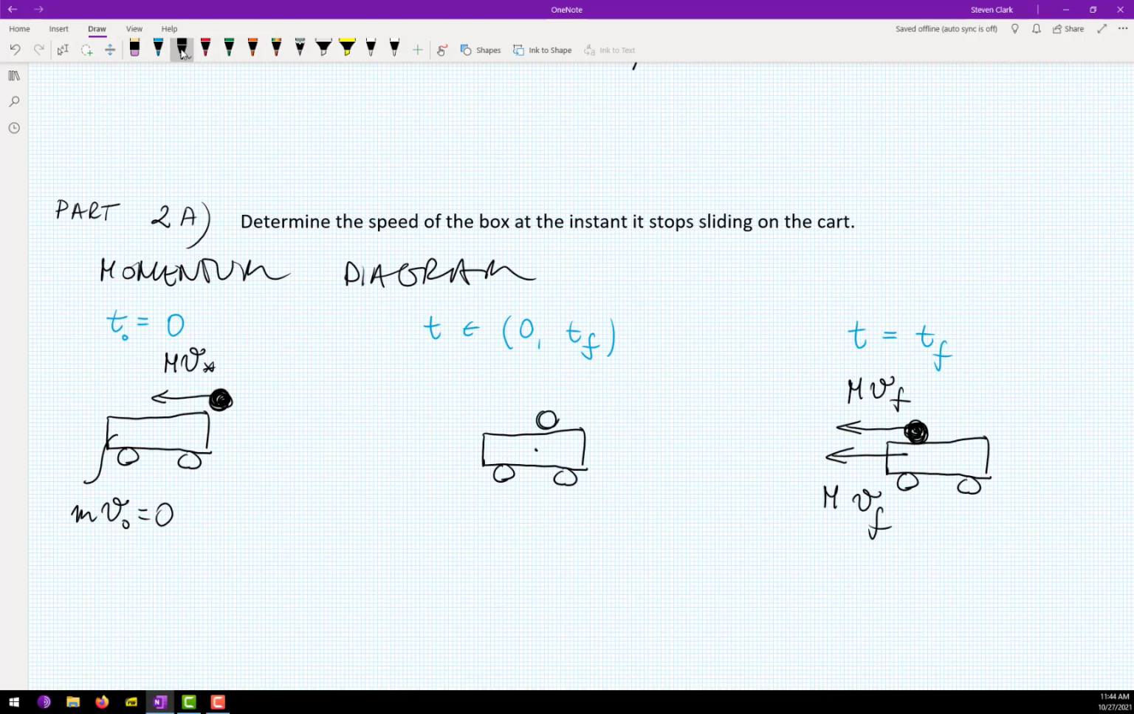I think we have mg here, we have mg here, we have some normal force, and some internal forces acting between our two bodies. We are not going to show them at all. So again, the forces act only in this direction. There are no forces in the horizontal direction.